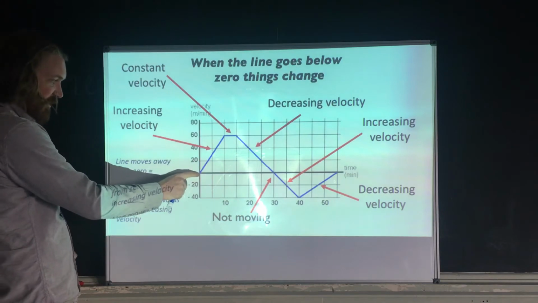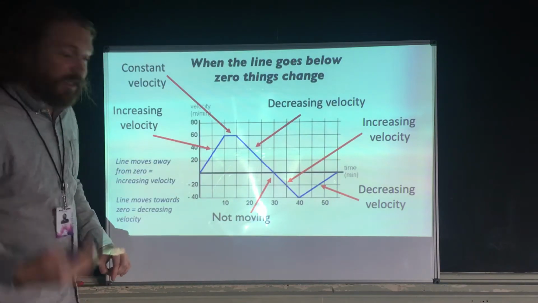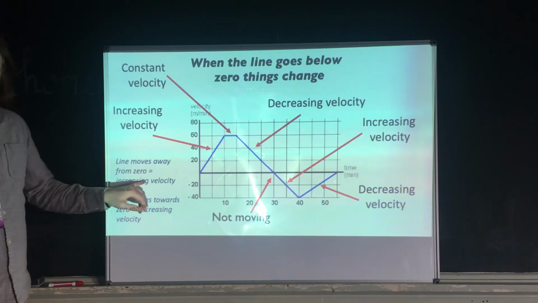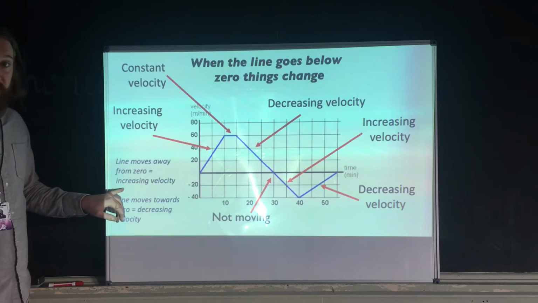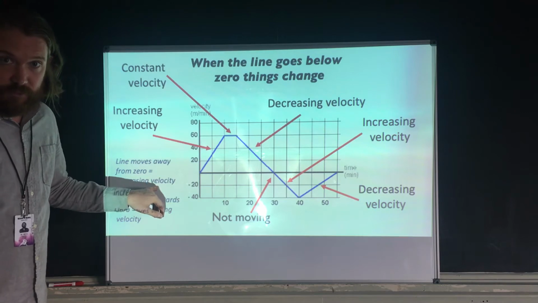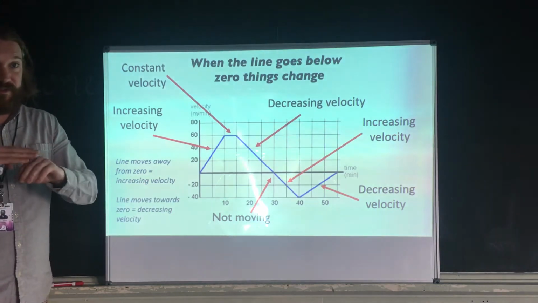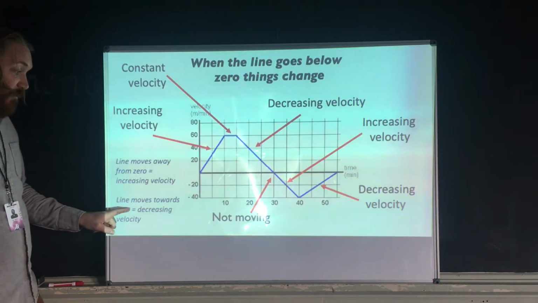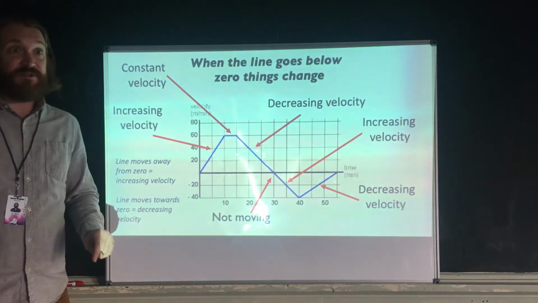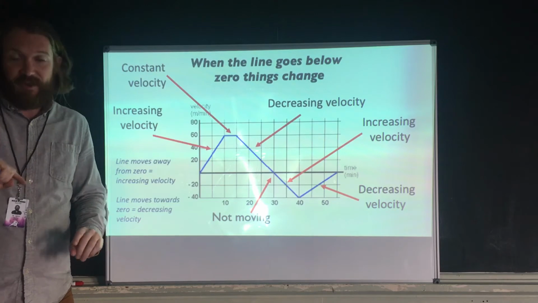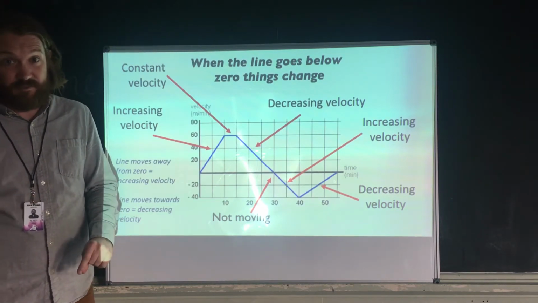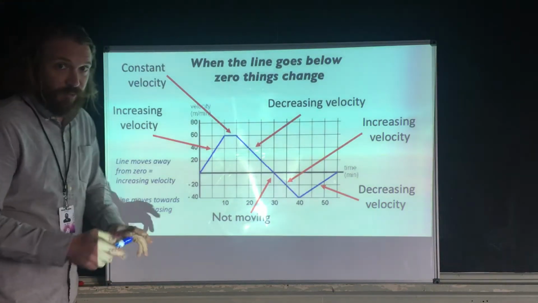We start at 0 velocity. And the trick here, and I put it right here, if the line moves away from 0, that means your velocity is increasing, okay? If your velocity is moving away from 0, that means you are speeding up. If the line moves towards 0, that means your velocity is going towards 0, and it means you're slowing down, okay? And if your velocity is 0, you stop.